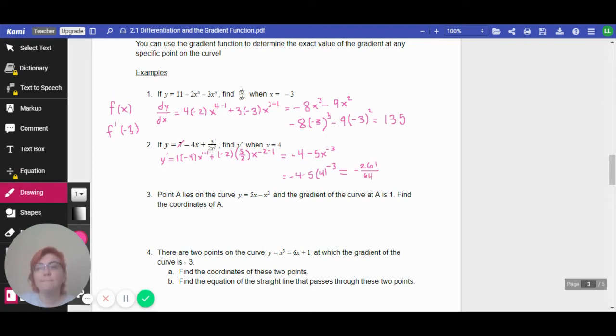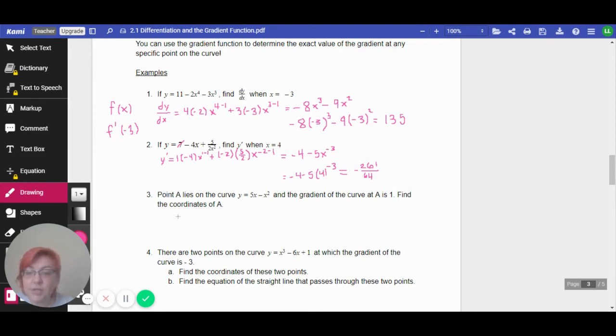Okay, point A lies on this curve, and the gradient of the curve at A is 1. Find the coordinates of A. Okay, so the first thing I'm going to do here is I'm going to solve for the gradient function, and then I'm going to set it equal to 1, because doing that will allow me to solve for x, which I can then plug in to my original curve to find y. All right, so step 1, let's find the gradient function.